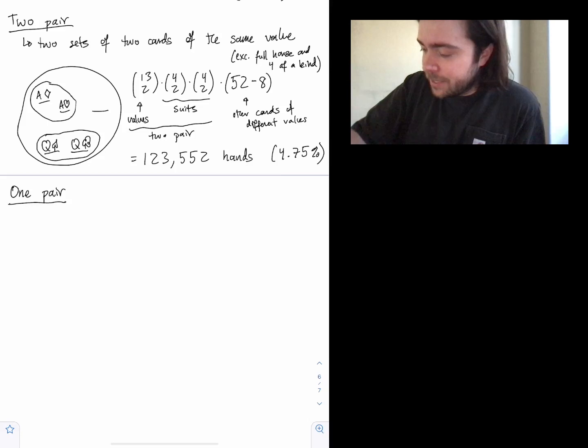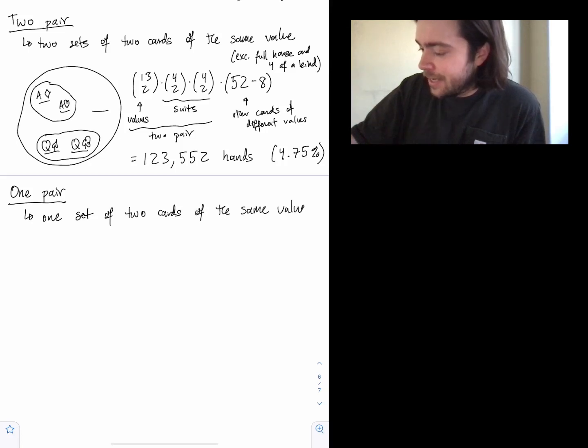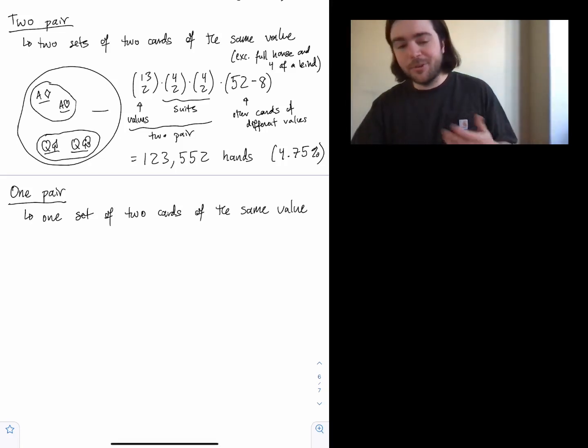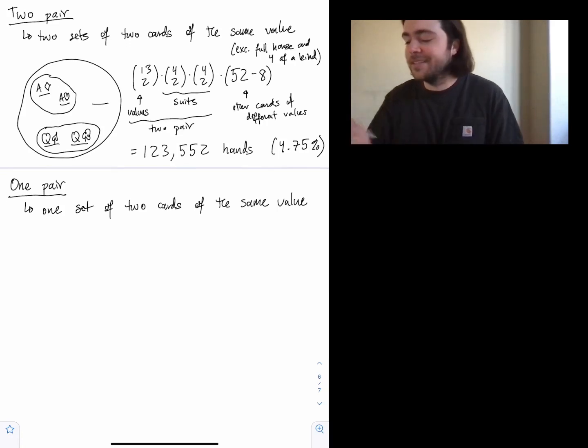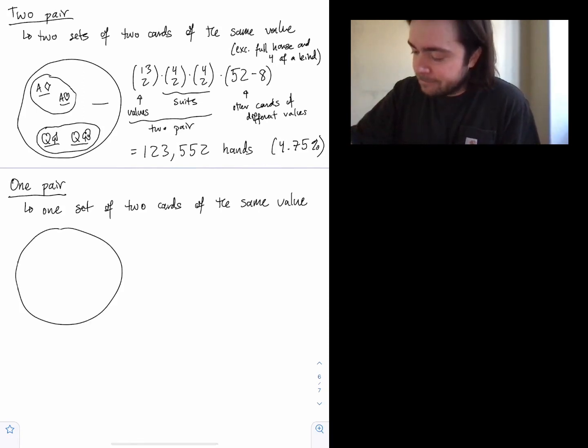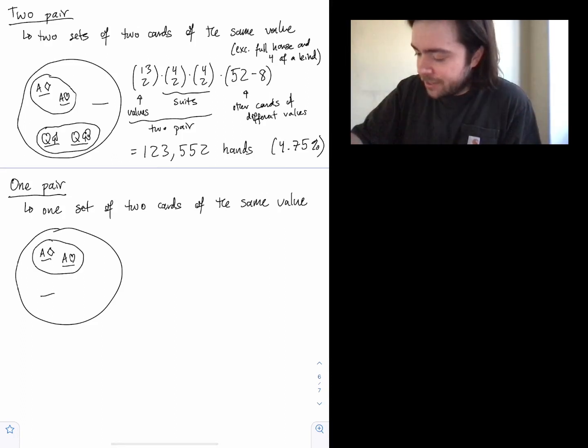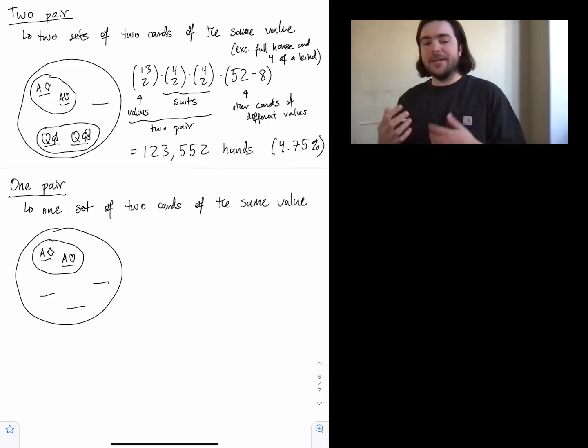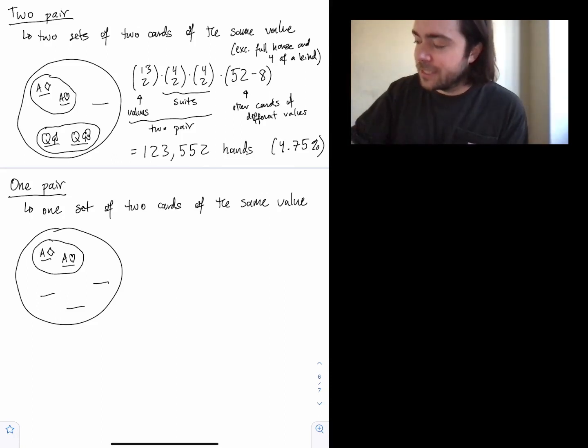So one of them is 1 pair. This is 1 set of 2 cards of the same value. And I'm not going to write everything this excludes. Obviously, this excludes 2 pair, 3 of a kind, 4 of a kind, full house. There's too much. Anyway, we know it has to exclude everything else. It has to be 1 pair at best. So maybe this is my pair, maybe ace of diamonds, ace of hearts. And then I have 3 other cards that I can choose as long as I don't make a better hand out of it.